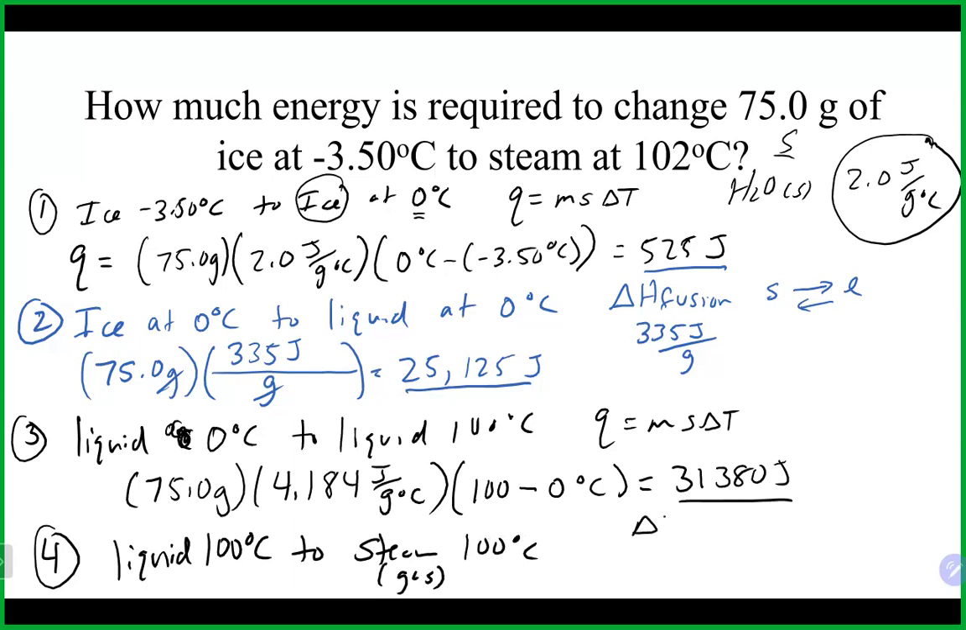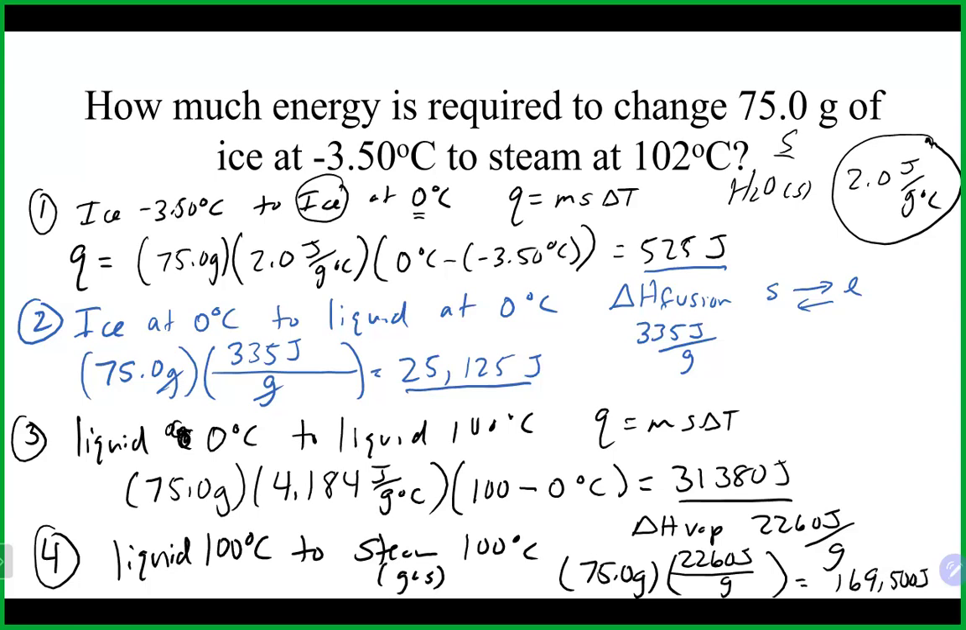For our delta H of vaporization, I again am going to use the joule value since everything else is in joules. At this point, all we have to do is multiply our 75 grams times our delta H of vaporization, 2260 joules per gram. That's going to get us about 169,500 joules of energy. That is the energy required to take that liquid water at 100 degrees and transfer it to steam at 100 degrees.